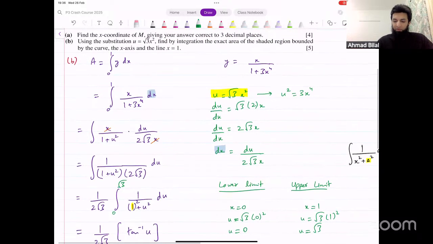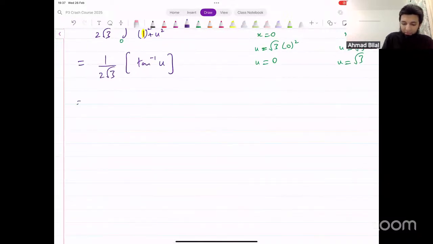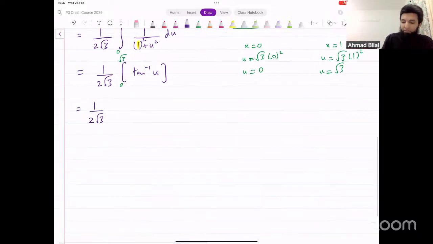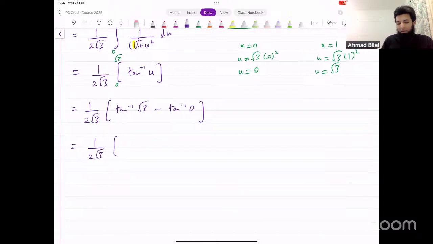It wasn't that difficult. We want the exact area, so make sure not to use decimals here. What do we get? 1 over 2 square root of 3. Limits are from 0 to square root of 3. And that becomes tan inverse of square root of 3 minus tan inverse of 0. Let's simplify this. 1 over 2 square root of 3, keep that outside. Tan inverse of square root of 3, you can put this on your calculator. I think this is pi over 3, right? Pi over 3, and then tan inverse of 0 is just going to give you 0.